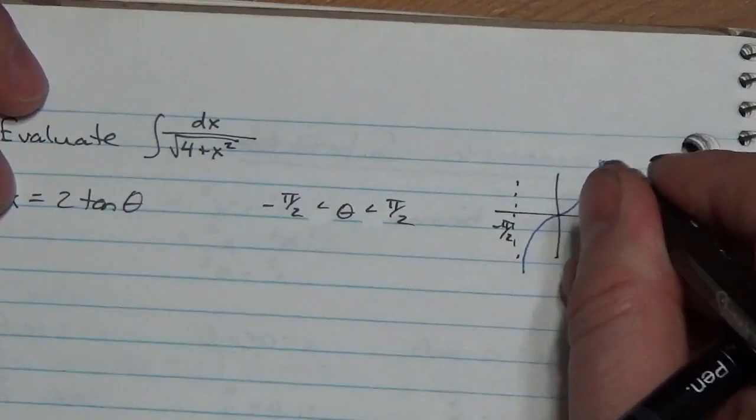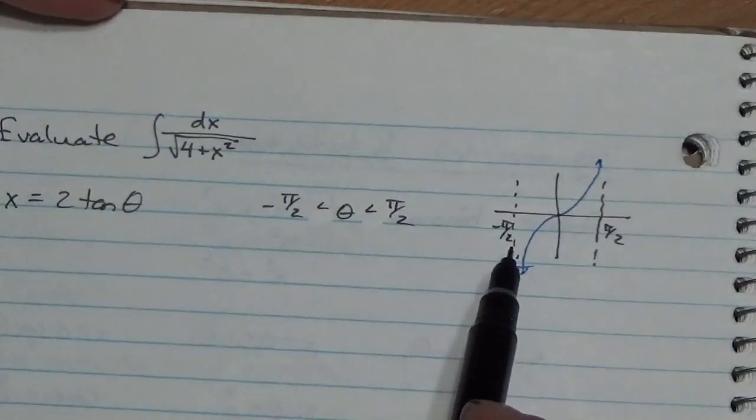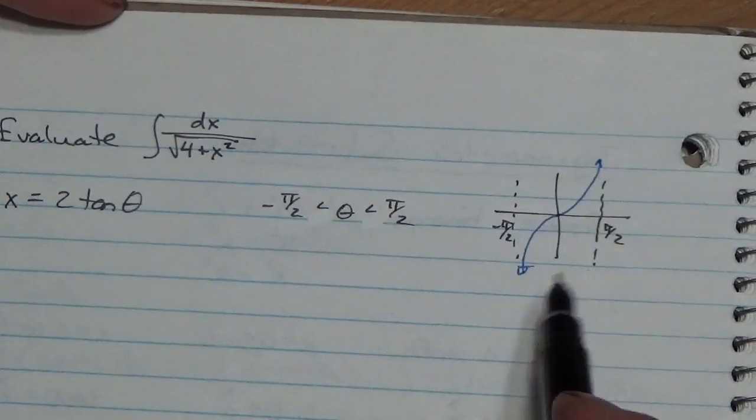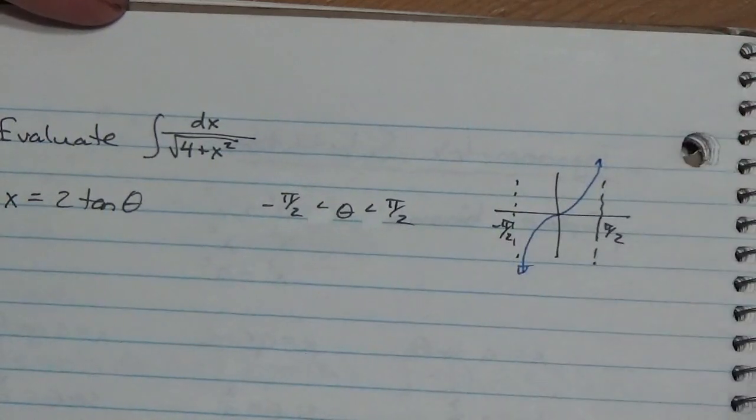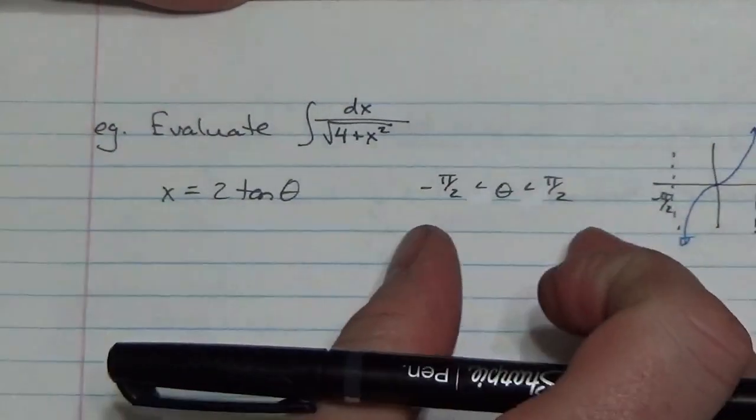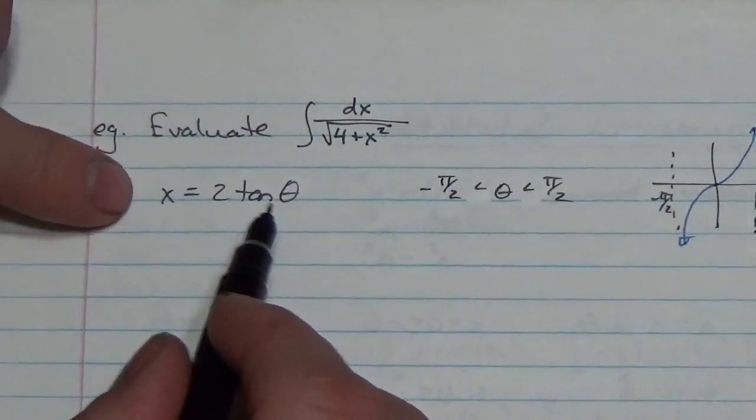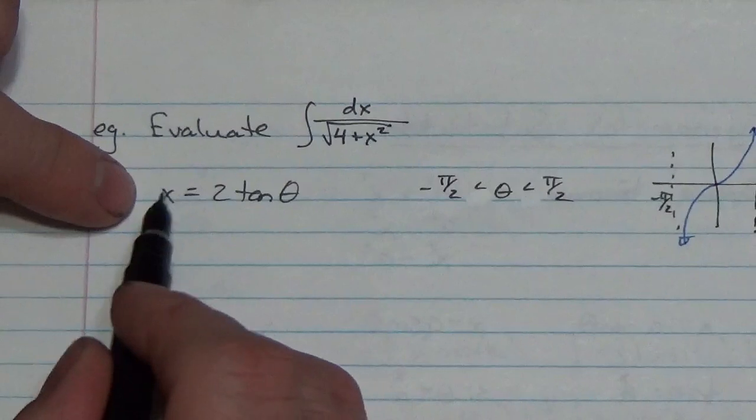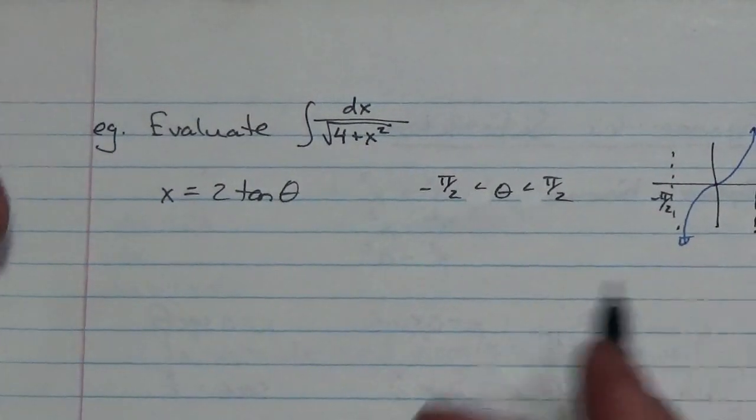Kind of like a squished together little cubic. But notice that between negative pi over 2 and pi over 2, the tangent function takes on all real values. So although it looks like I'm restricting the domain here, it turns out the range, the values for x here, are going to be unlimited. So this is a great substitution here.